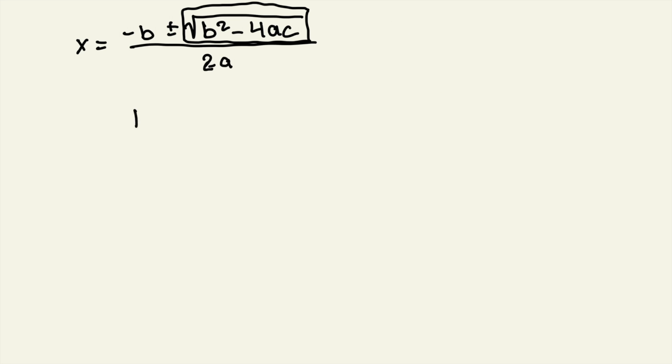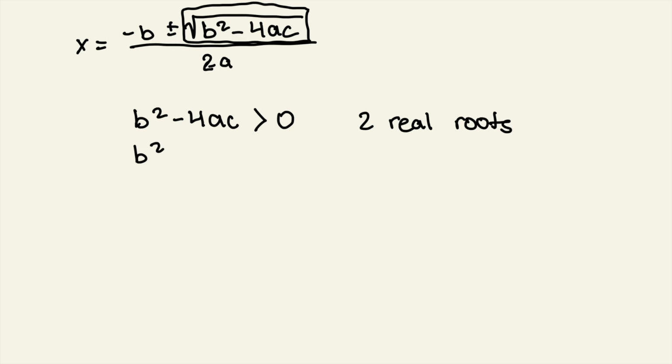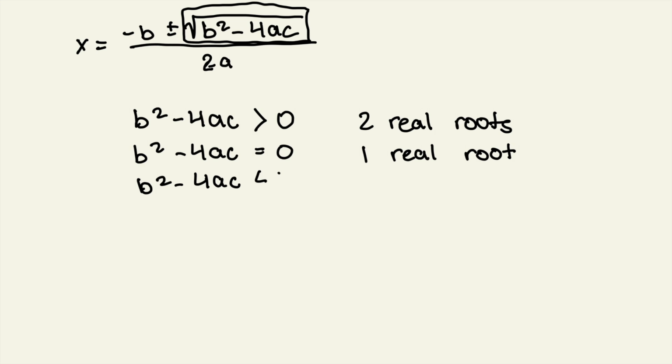So if we take the discriminant, which is b squared minus 4ac, in any problem where you're given a parabola, we can just straight up plug the numbers in. If this is greater than 0, then we know this has 2 real roots. If this value is equal to 0, we know it has 1 real root. And if this value is less than 0, then we know it has 0 real roots.